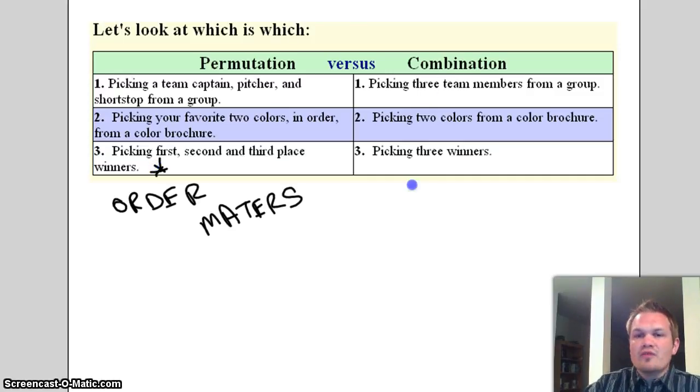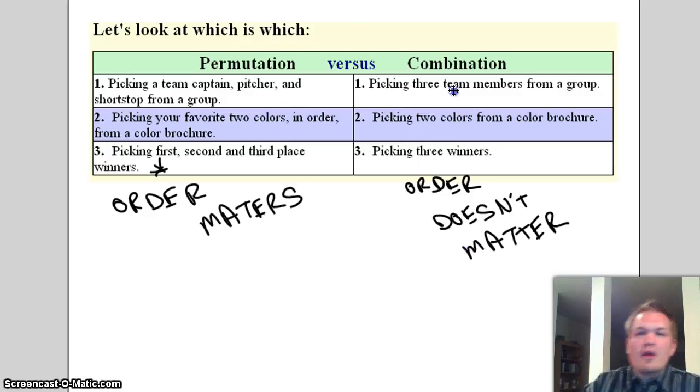However, a combination, where order doesn't matter, is a little different. Picking 3 team members to form a group. It doesn't matter who's first, second, or third, you are part of the same group. Or picking 2 colors from the brochure. It doesn't matter if you picked red or blue first, the fact that you picked them both together is what matters. Or just picking 3 winners, just picking the top 3 and not worrying about their order. That's what makes the difference between a permutation and a combination.